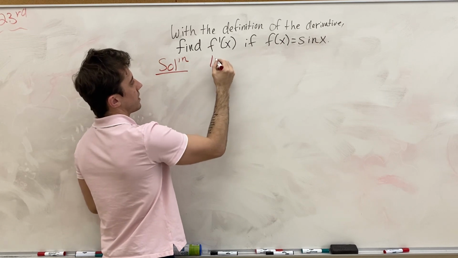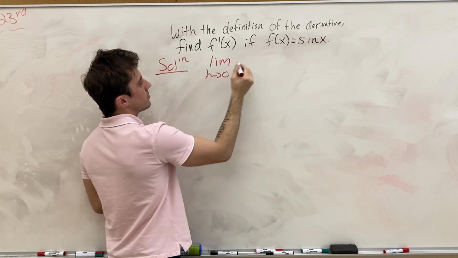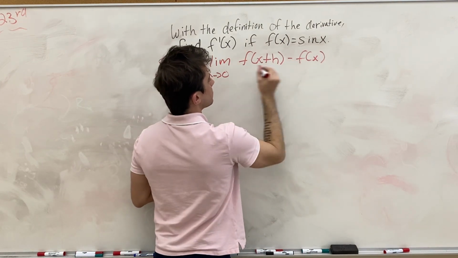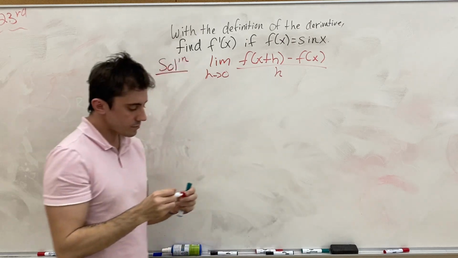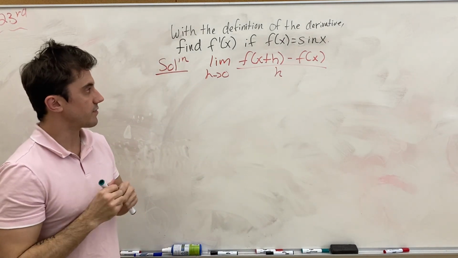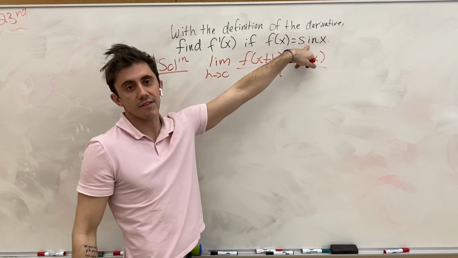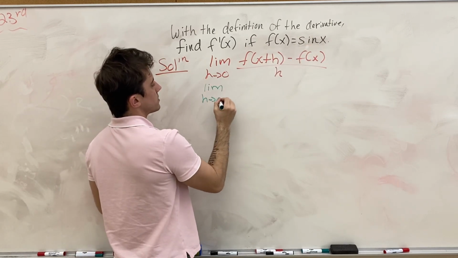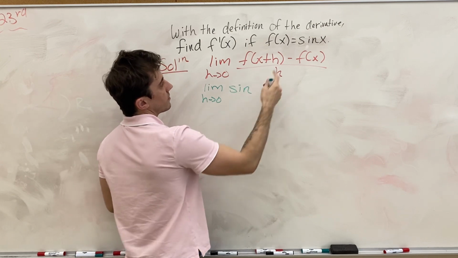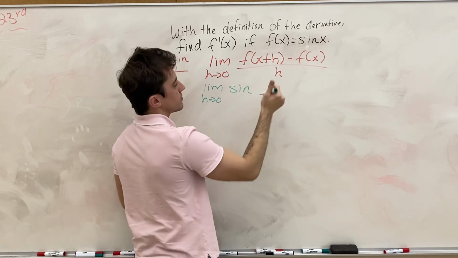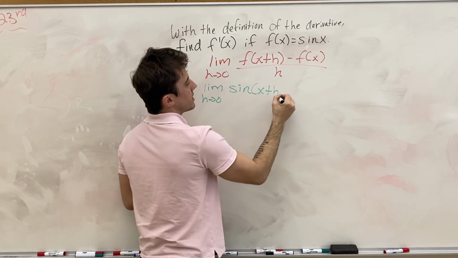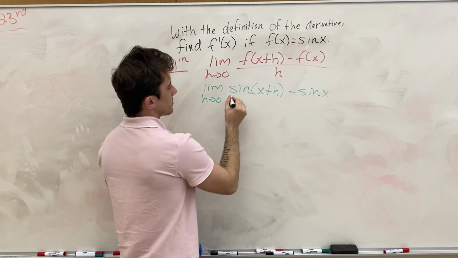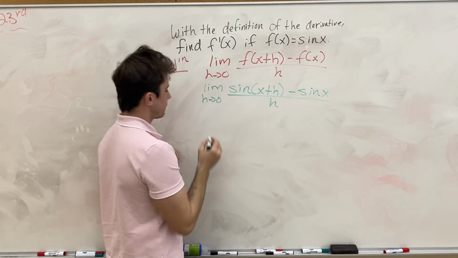That is the limit as h approaches 0 of f of x plus h minus f of x, all over h, right? Now, let's plug in the specific function that we have, namely f of x is sine x. So we have the limit as h goes to 0 of sine of, replacing x with x plus h, so sine of x plus h, minus sine of x, minus f of x, and all of that over h.